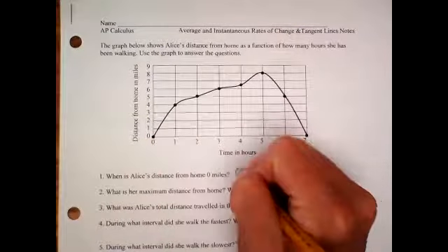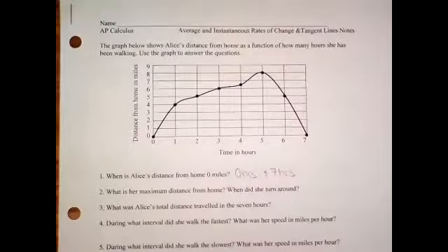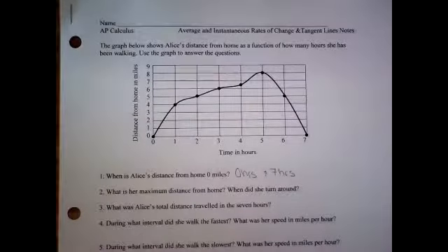She went for a long walk. So 0 hours and 7 hours. It was a hike. I guess I should call it a walk. She went on a hike here.